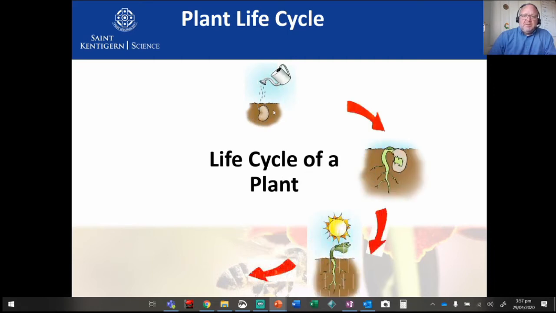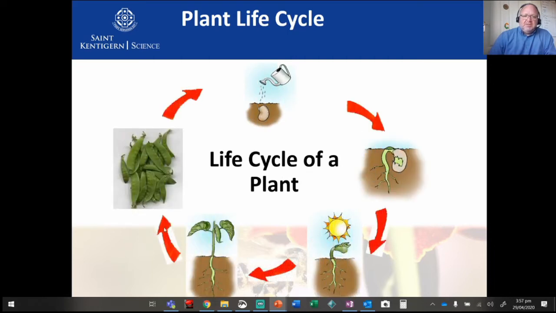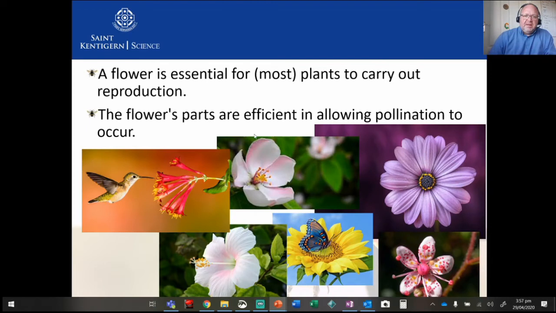So it's planted, it germinates, it grows, and it forms flowers. Those turn into seeds, and it goes back in. So the flower is essential for most plants, that is, to carry out reproduction. The flower's parts are efficient in allowing pollination to occur. So why do you think a plant spends so much energy on making this pretty flower? Is it just to impress us? No, it's actually to attract the pollinators.